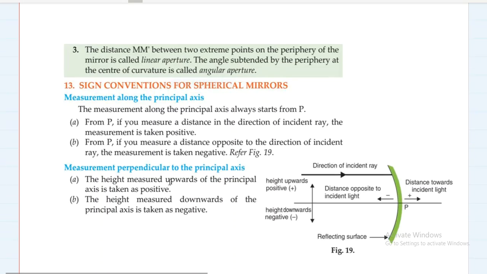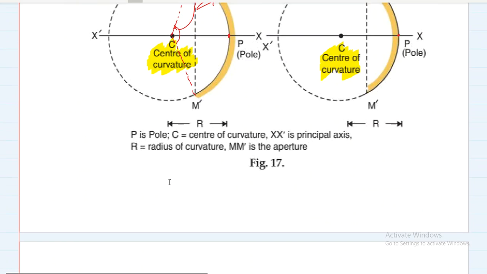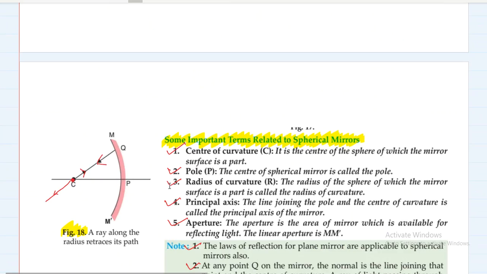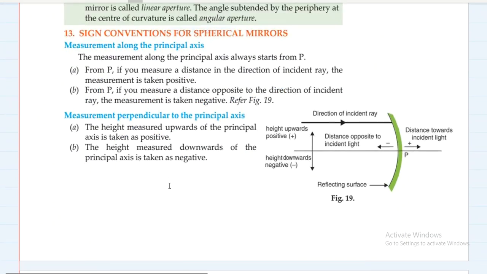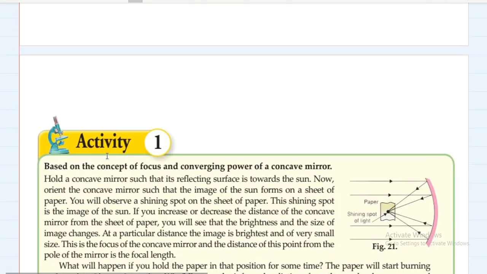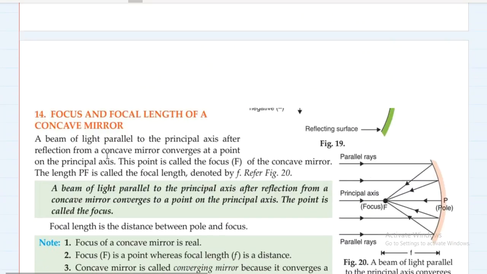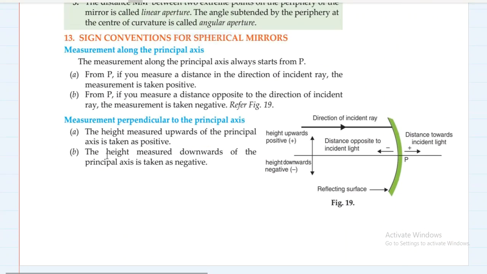ओके. सो दिस वाज, I think there are few more definitions which are not covered over here, but those definitions I think we will come across ahead. Yes, focus and focal length. इसके definitions हम लोग आगे पढ़ने वाले हैं और इसको आगे थोड़ा डिटेल में भी पढ़ेंगे. इससे पहले we'll look at some sign conventions for spherical mirrors. Sign conventions, please note कर लो इसको.